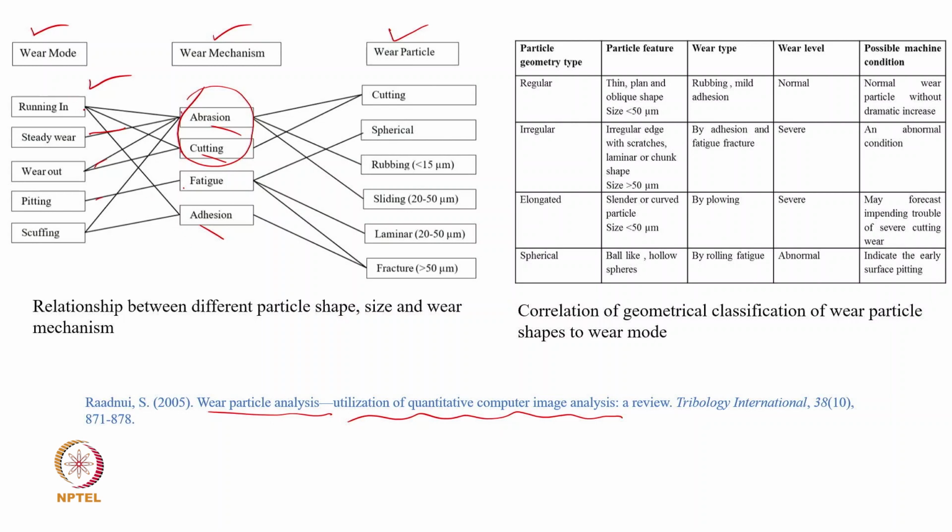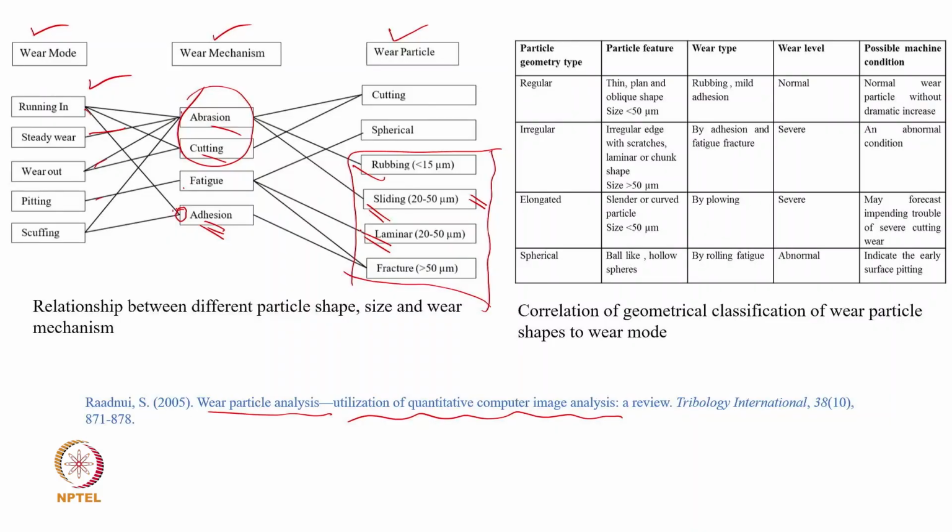And of course, in running in initially, when the surface finish is low, it can be related to adhesion. So this is one way to classify. However, these are somewhat subjective again. They say a particle size lesser than 15 micron can be categorized as a rubbing particle. If the particle size is 20 to 50, it can be categorized accordingly. As such, this is only experiential, it is not based on any basis as such.